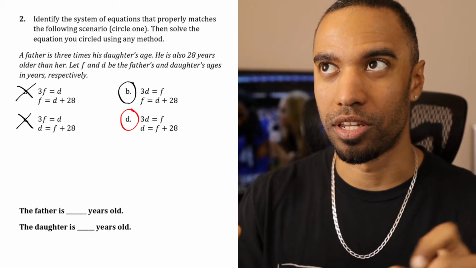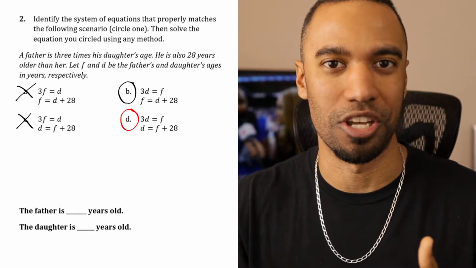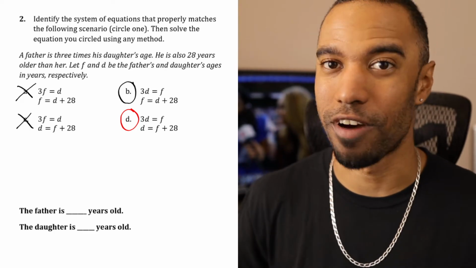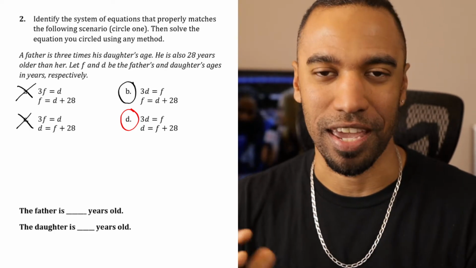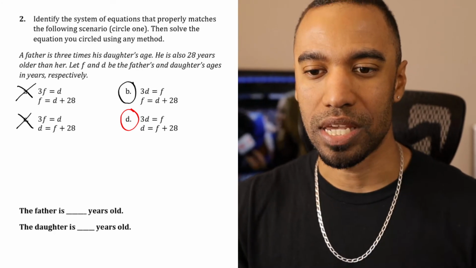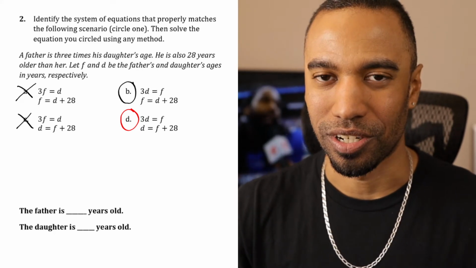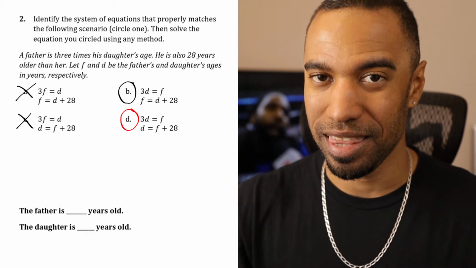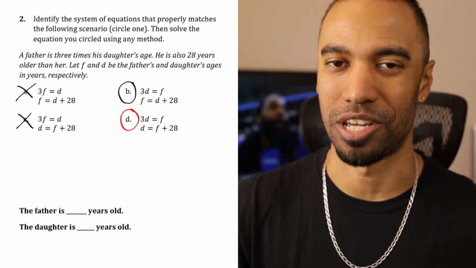Even if the father's older than the daughter, let's say the father becomes 5 years old and the daughter becomes negative 20 years old. Well, the father's older, but you can't have a negative age, okay? So good news is, even if you select a wrong answer, something will go wrong in the answer for you to say, wait, that's not right.